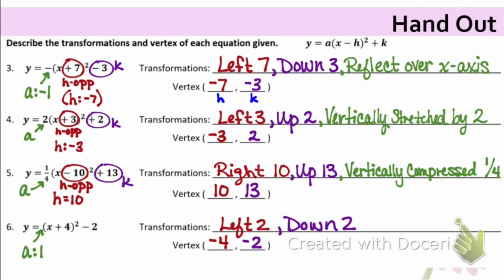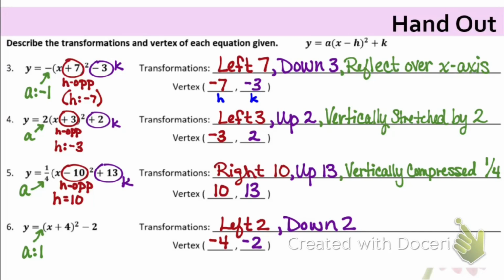Number 3, good question. Here it wasn't a 1, it was a -1. Yep. Negative will make it reflect. If it's a positive 1, nothing changes. If it's a -1, it reflects.